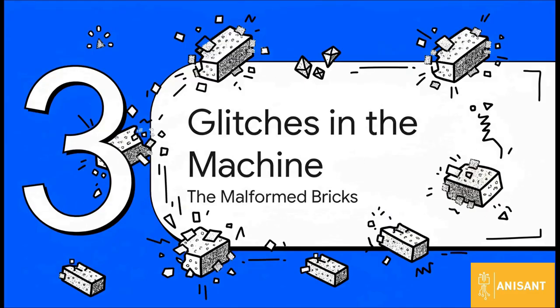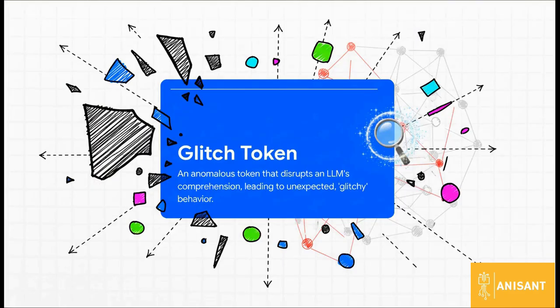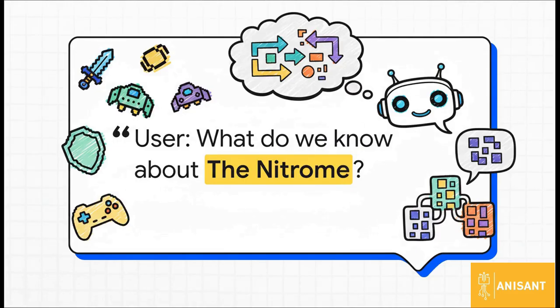So what happens when the tokenizer creates a broken brick, a malformed piece? Well, this is where it gets really interesting, because this is the source of so much of the weird AI behavior we see. Researchers actually have a name for this, a glitch token. It's an anomalous token that the model just doesn't understand. For whatever reason, it's an outlier, and it can completely throw off the AI's ability to figure out what it's supposed to be doing.